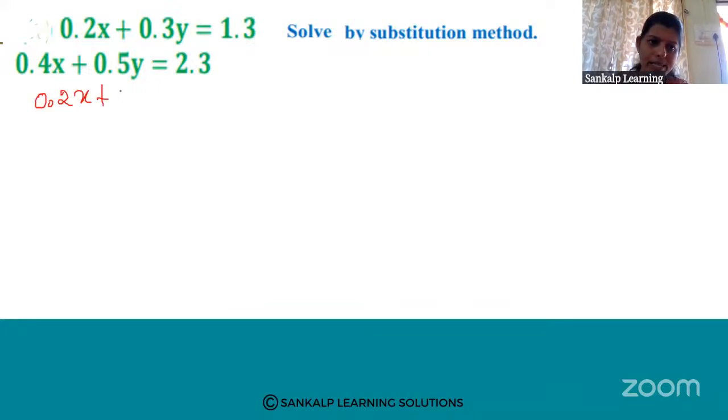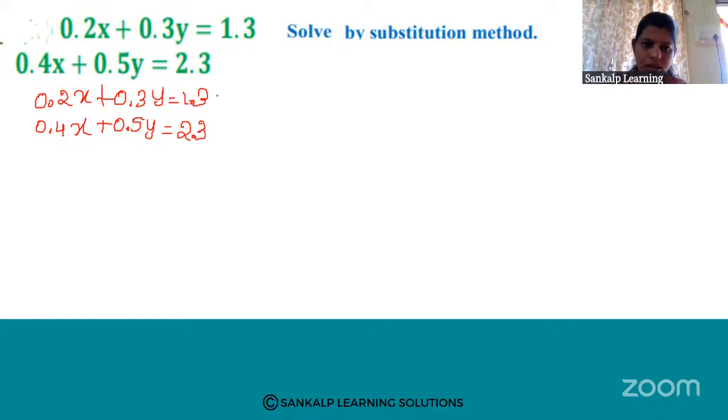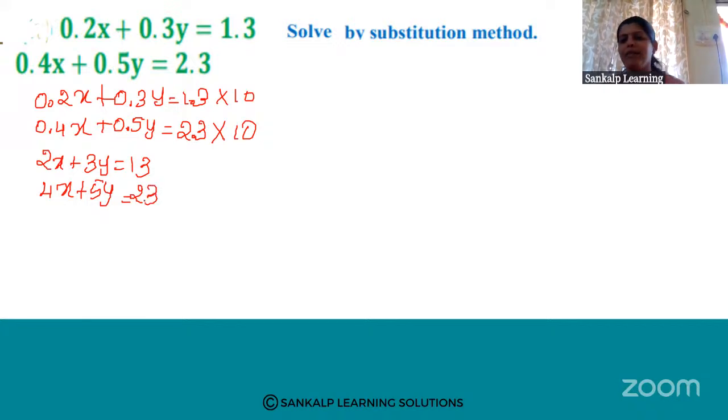0.2x plus 0.3y is equal to 1.3. 0.4x plus 0.5y is equal to 2.3. If you multiply this equation by 10 and this equation by 10, what will you get? 0.2 into 10, that is 2x plus 3y is equal to 13, and 4x plus 5y is equal to 23. Now, call this equation number 1 and this equation number 2.